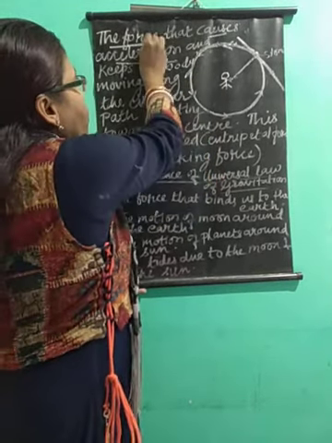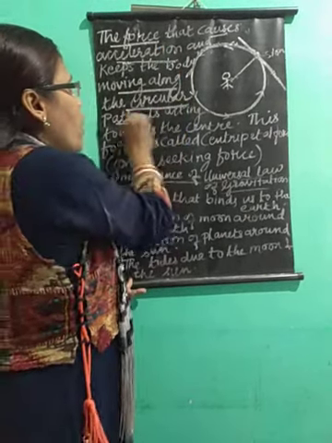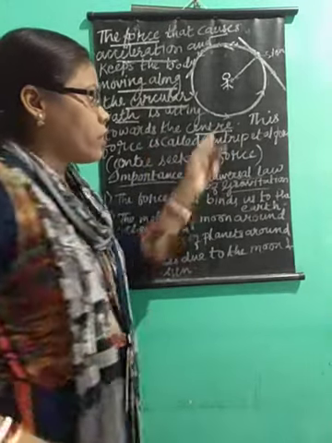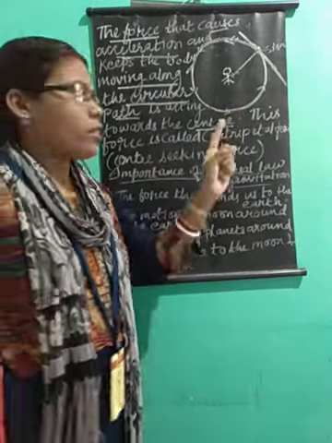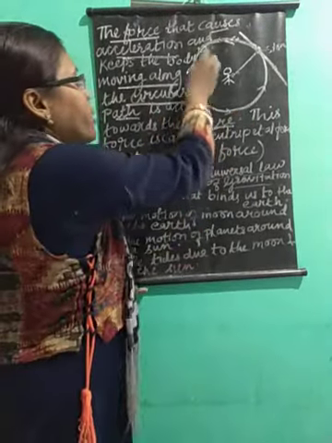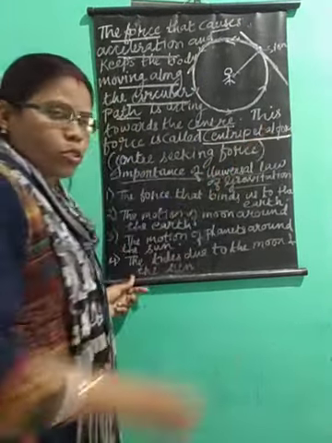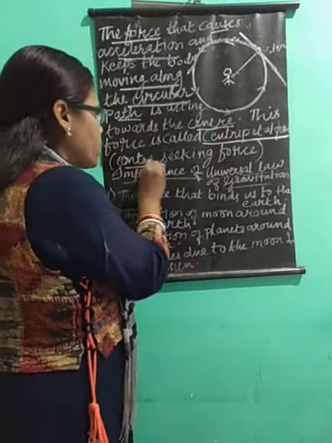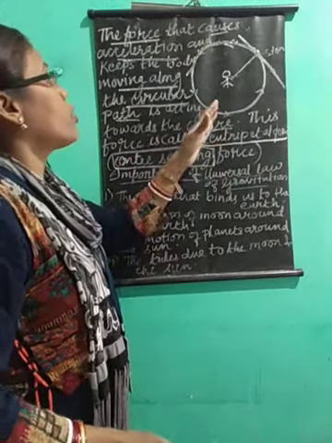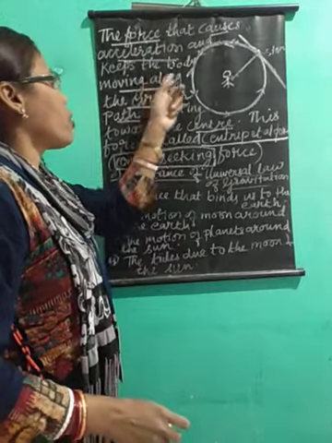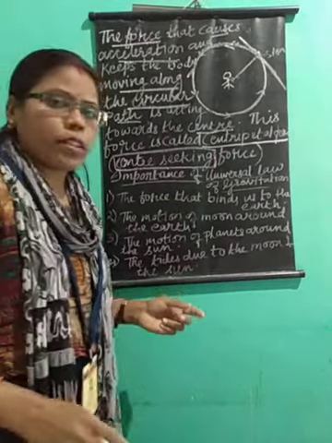So the force that causes acceleration and keeps the body moving along this circular path is acting towards the center. There is a force acting towards the center, which keeps the object in circular motion. So that force is called centripetal force. The word centripetal means center seeking. So what is centripetal force? The force that causes acceleration and keeps the body moving along the circular path, acting towards the center, is called centripetal force.